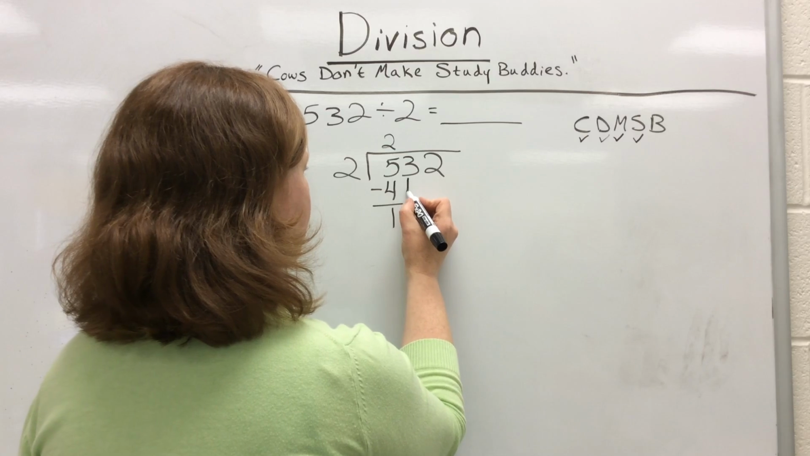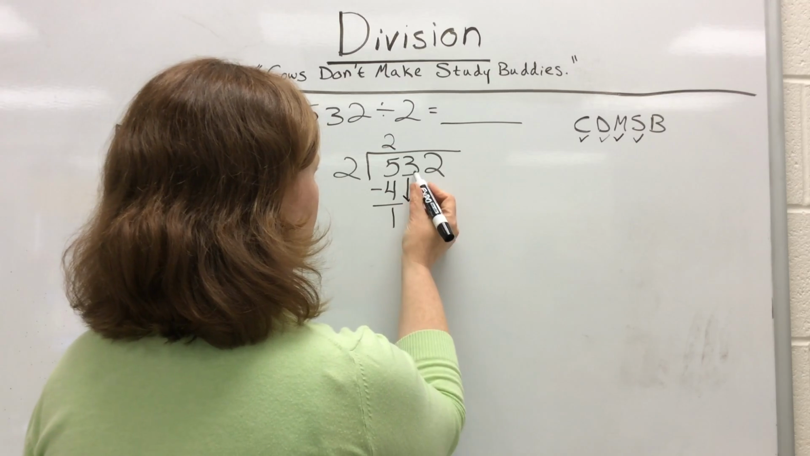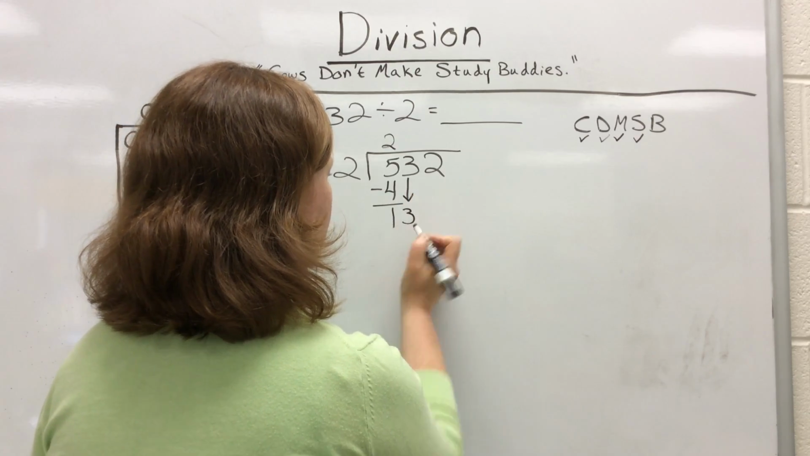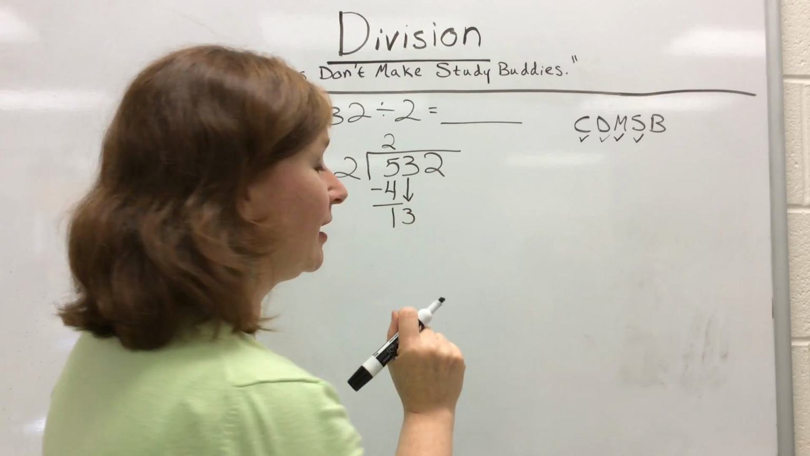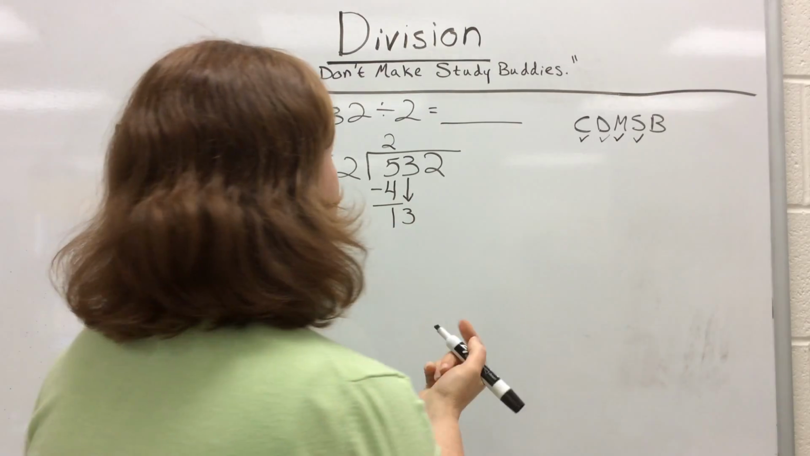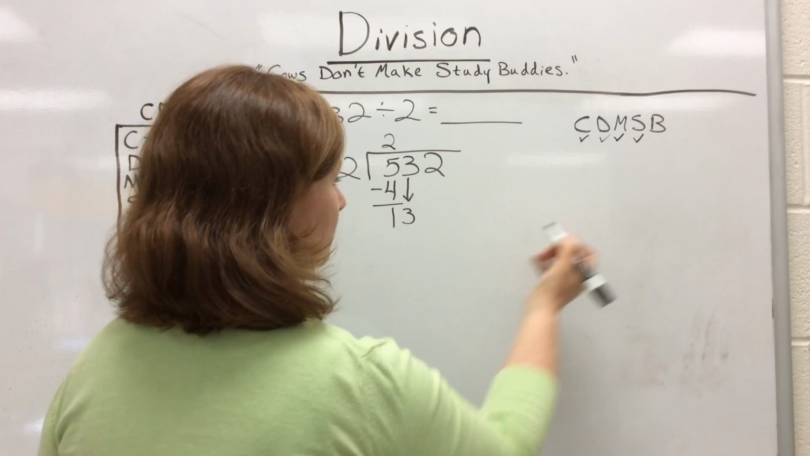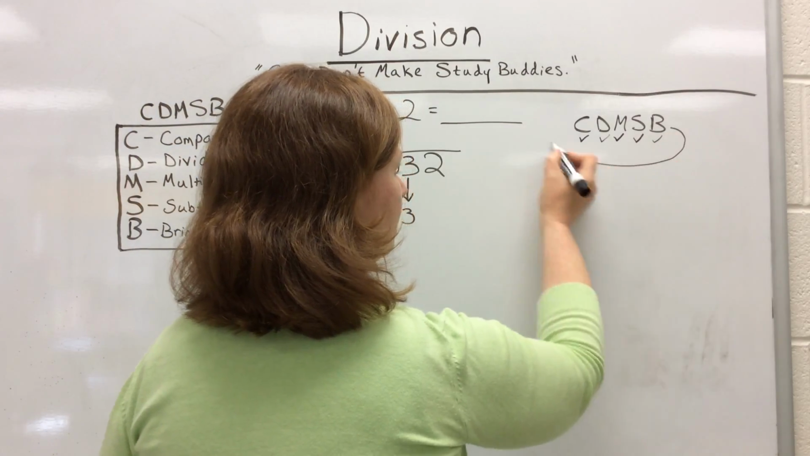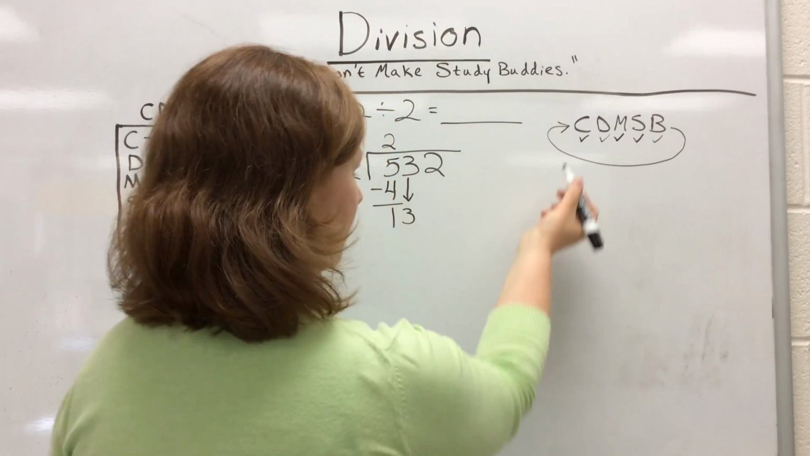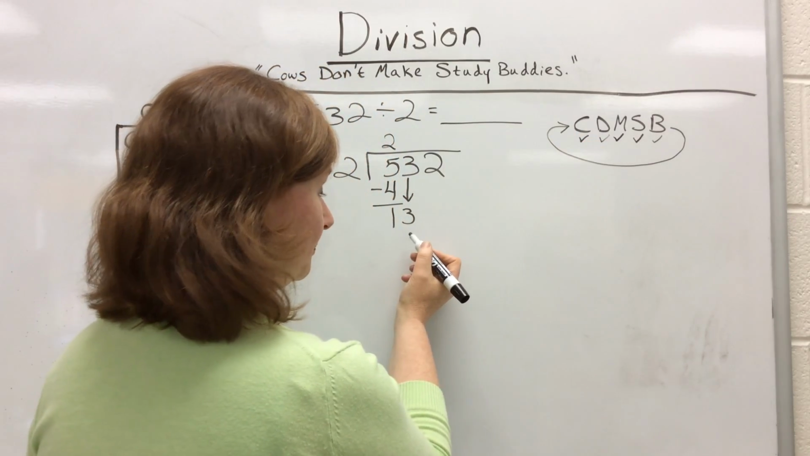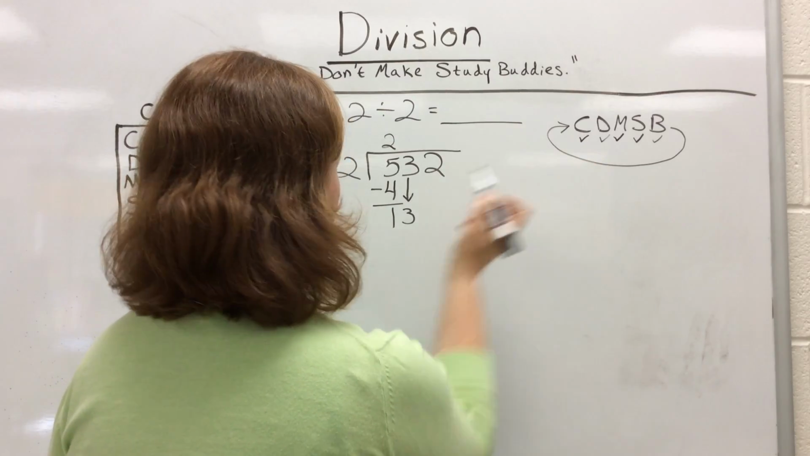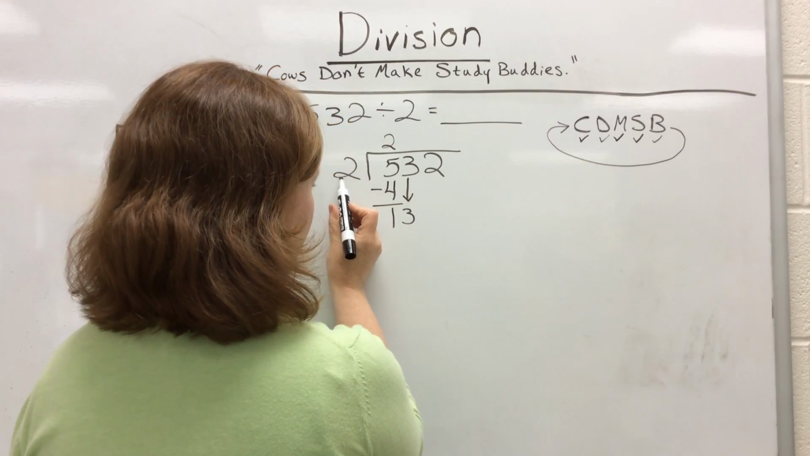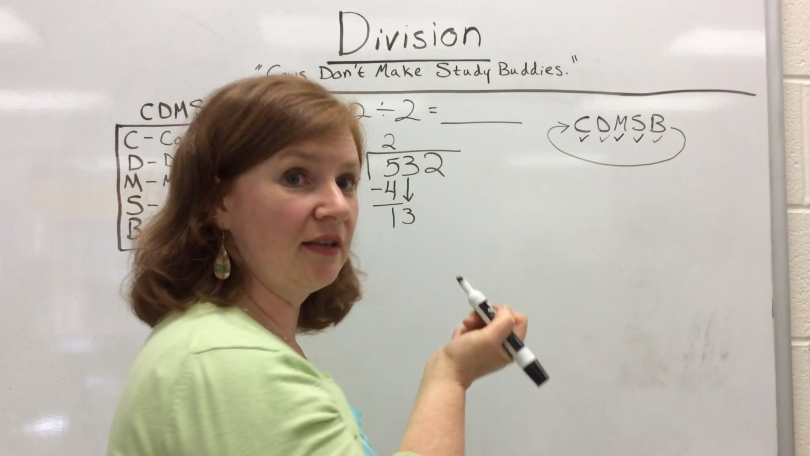I'll bring down the next digit from my dividend, which is 3. And 3 goes here next to the 1 that I had in my difference from my subtraction problem. And I finished bring down. Now I can go back to the beginning of my steps and start again. I have a new number, 13. I'm going to use it when I compare. I decide, does 2, my divisor, fit into 13? Yes, it does.